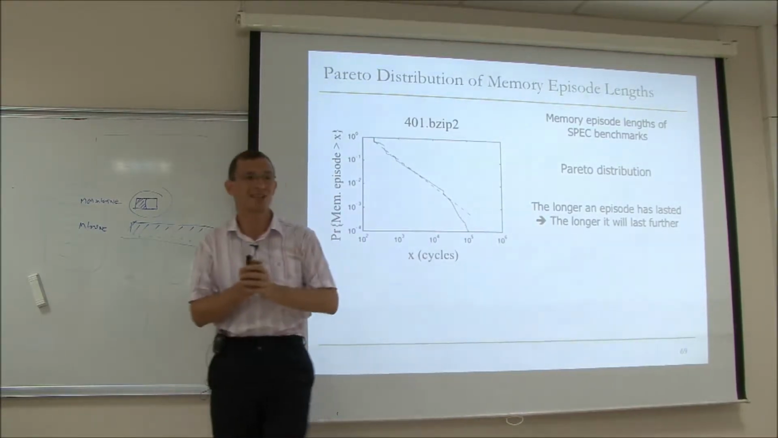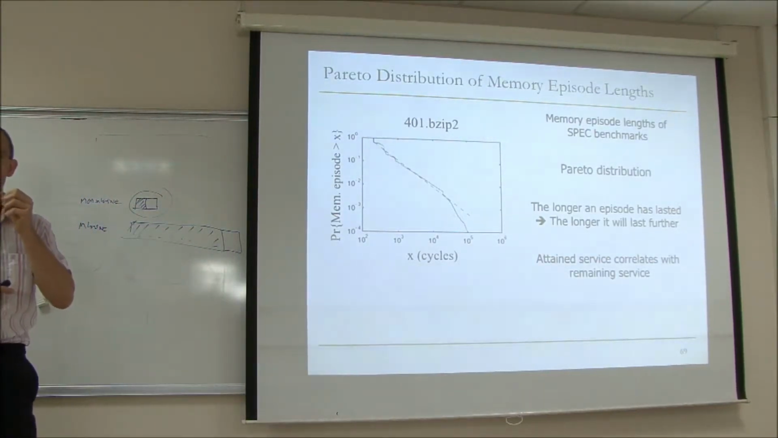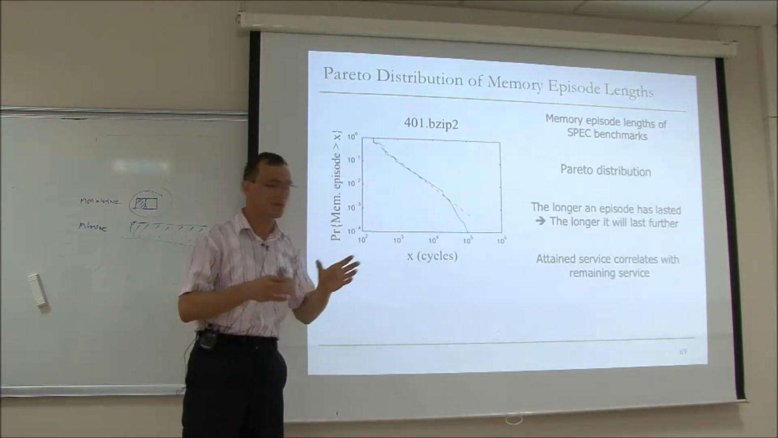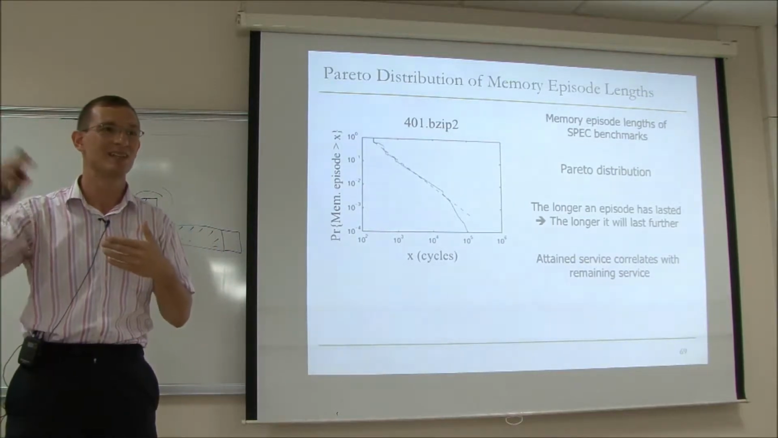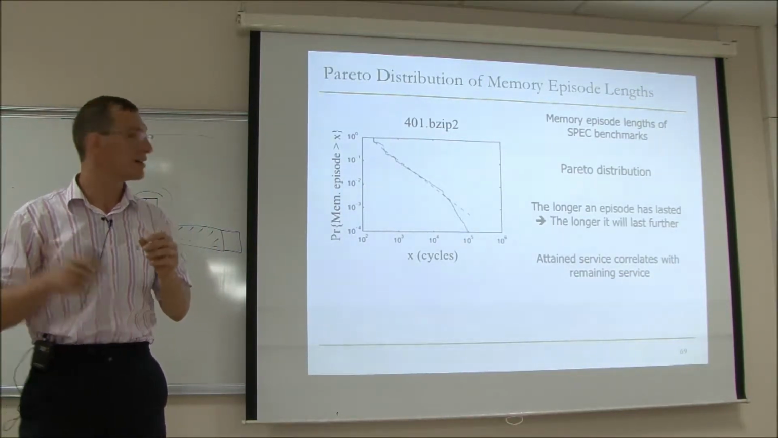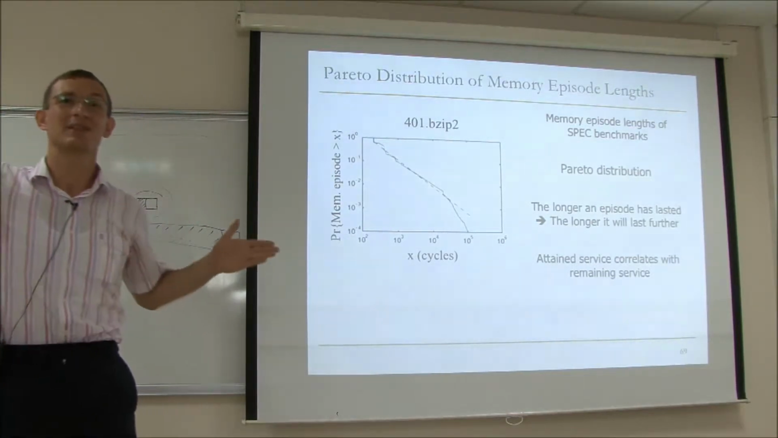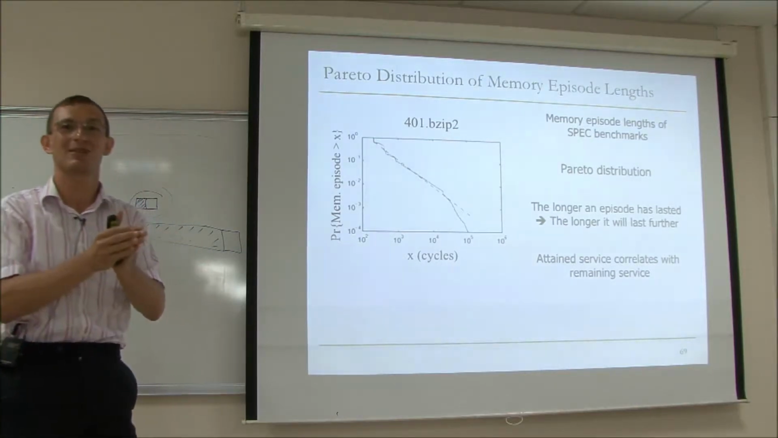So people have actually discovered this in many different systems contexts. This is actually interesting, I think. People have found that, for example, the file sizes that are transferred over FTP protocol are Pareto distributed. Basically, if you transfer for long, you're going to transfer for much longer. If you transfer for a short time, it's likely that you're not going to transfer for a long time.